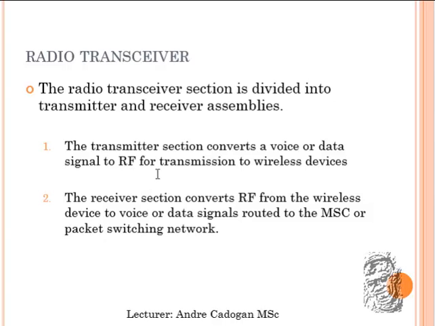The transmission section converts voice or data signals to RF for transmission as wireless signals, so you have RF signals being transmitted outside. Then the receiving section converts the RF signals from the wireless device to voice or data signals routed to the mobile switching center or packet switching services. So when you're receiving on your phone, that wireless RF signal needs to be converted back to voice, and sent to the mobile switching center, either for packet data services or for voice calls.